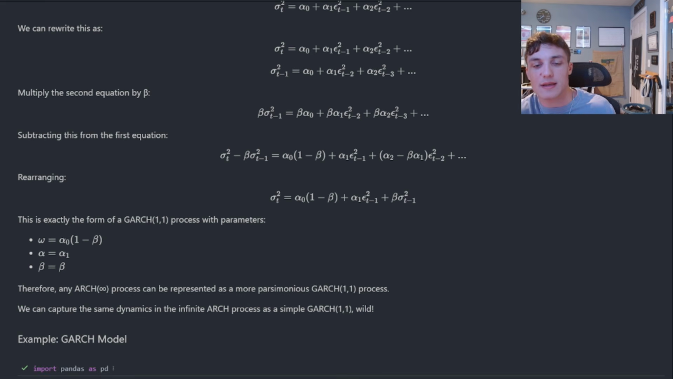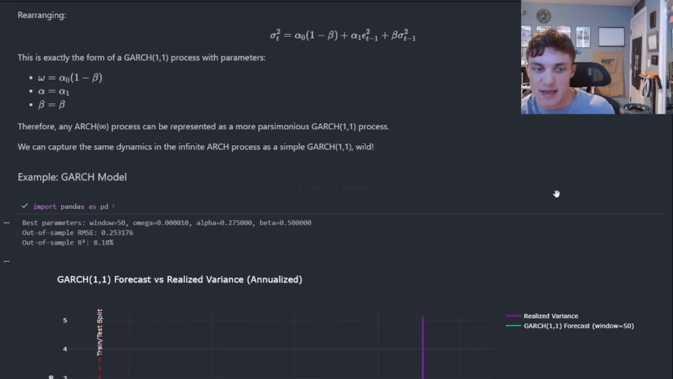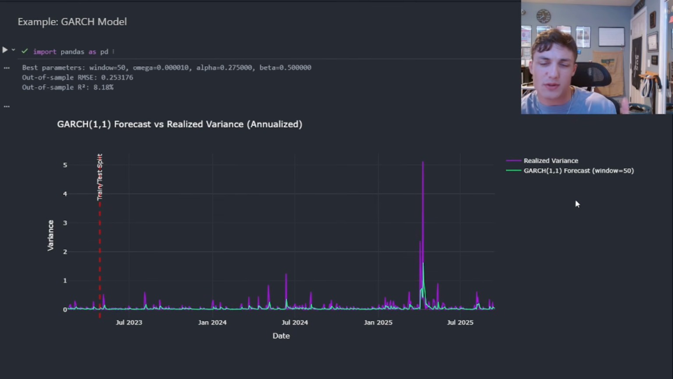The cool thing here is if the GARCH model is a more parsimonious ARCH, and an infinite order ARCH process captures volatility dynamics we're interested in, then certainly a more parsimonious representation in this GARCH model will also capture those dynamics. And that is exactly what we see. I've also implemented a GARCH 1-1 in a similar capacity to the weighted moving average and the ARCH model above. We get a higher out-of-sample R squared and comparable root mean squared error to the ARCH 1 model.